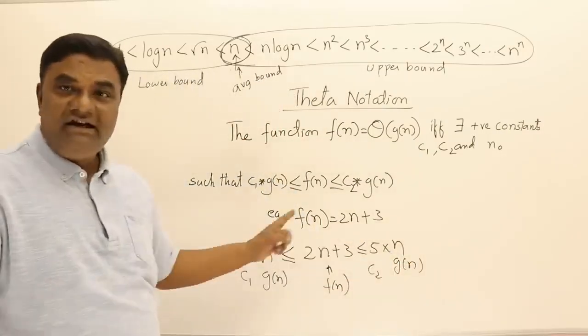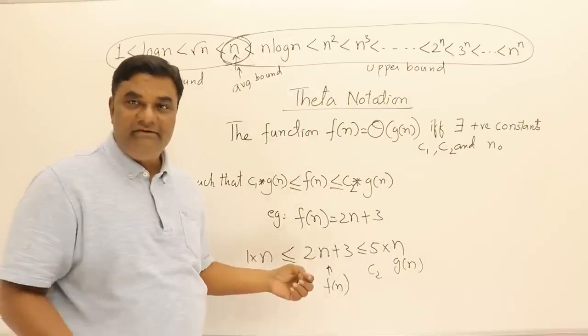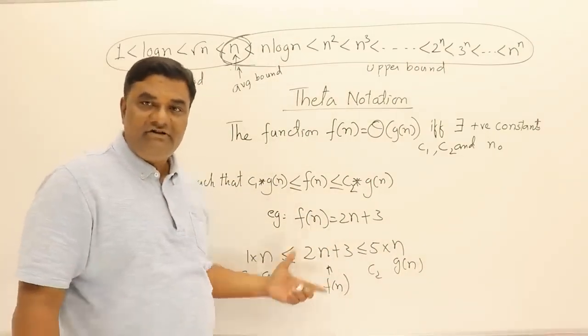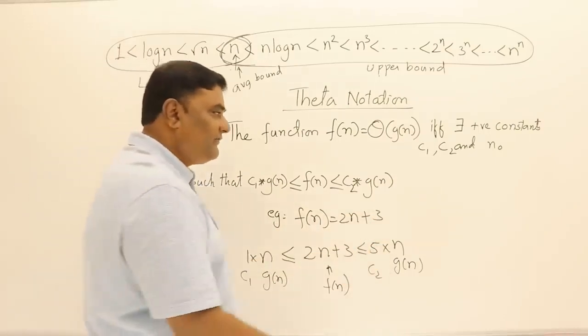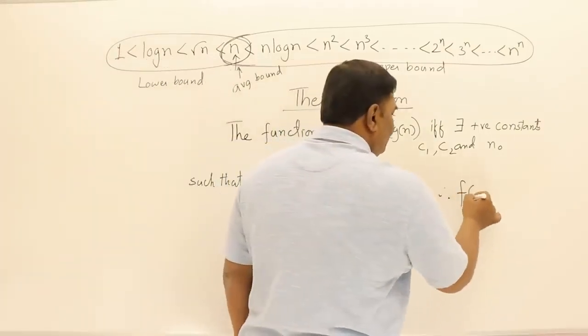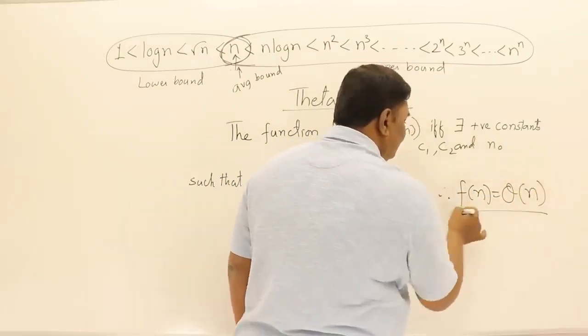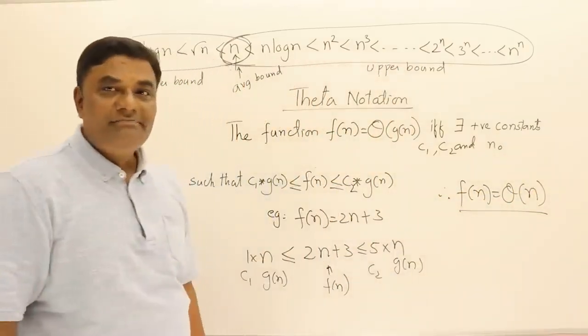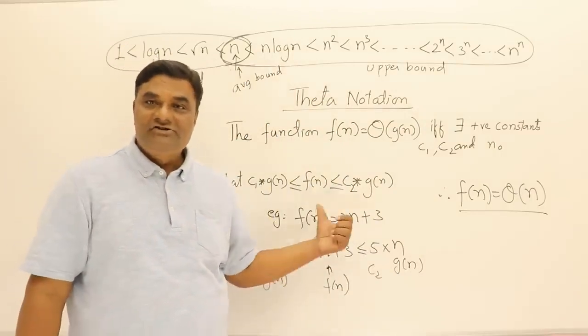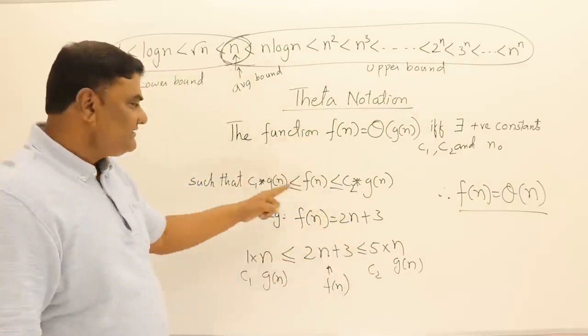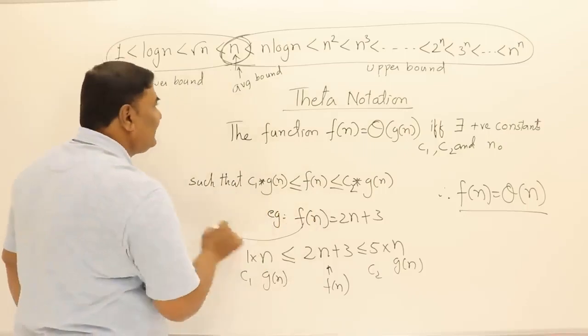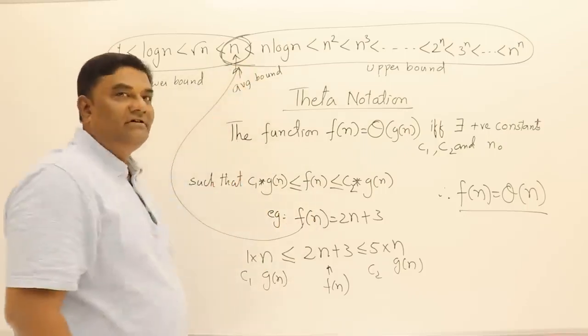So on both sides we have g of n as n, and it is the same. So then only we can take it. This is g of n, and that is also g of n. Therefore, I can say f of n is theta of n. That's it. This is the average bound of a function f of n, and this shows that it is exactly equal to this one.